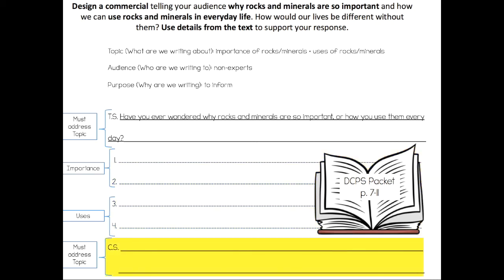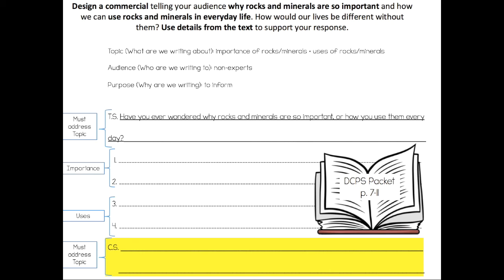So after we've paused and we've worked through our details, we're ready to return to our CS. As a reminder, our CS needs to address our topic, the importance of rocks and minerals, and the uses of rocks and minerals. We also know, since this is a commercial, this is the very last thing that our audience is going to hear about our topic. So we really want to leave a lasting impression in their minds.